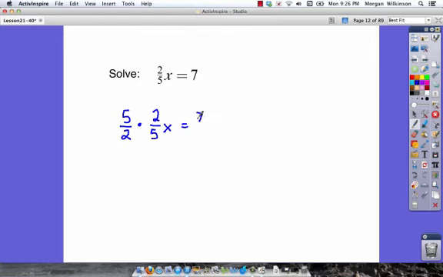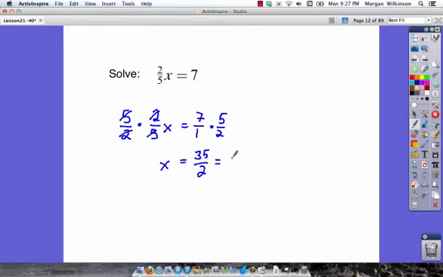This is equal to 7 over 1. And we're going to multiply this times 5/2 because what we do on one side of the equation, we have to do on the other side of the equation as well. 5 over 5 is 1, 2 over 2 is 1, so we get 1. And 1x is just equal to x, so now we can figure out what x is going to be equal to. 7 times 5 is 35. 1 times 2 is 2, so we get 35/2.